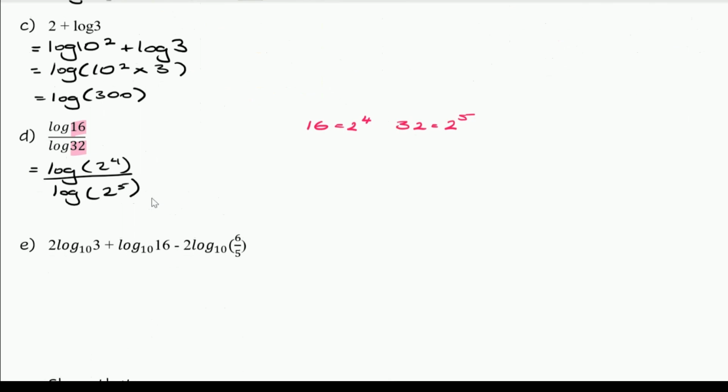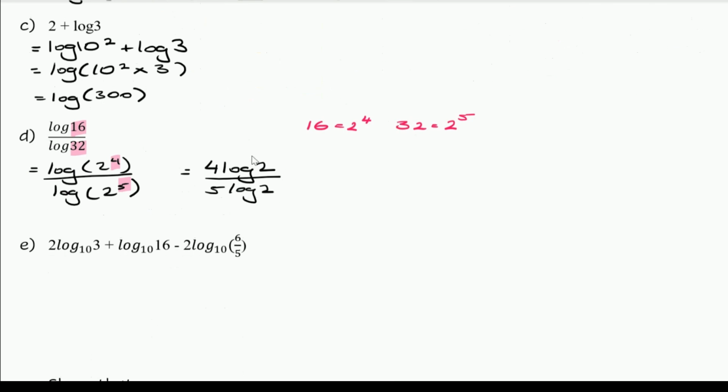And next, I'm going to apply my log law number 6, where I'm going to be able to get both of these powers and put them out the front. So this is going to turn into, I might put it over here, I don't think I've got enough space underneath, 4 log 2 over 5 log 2.